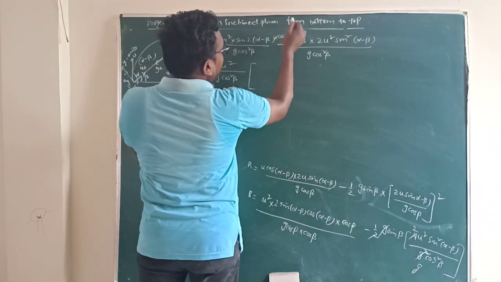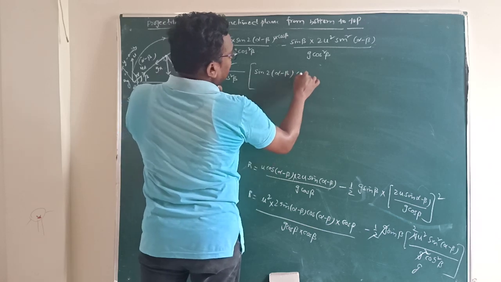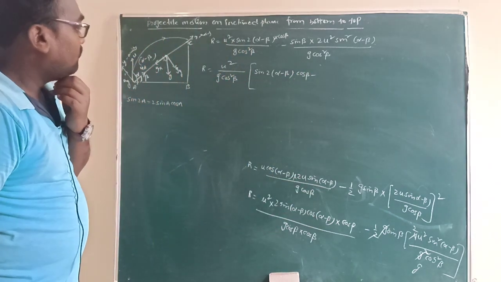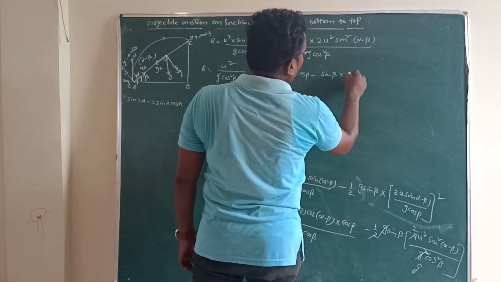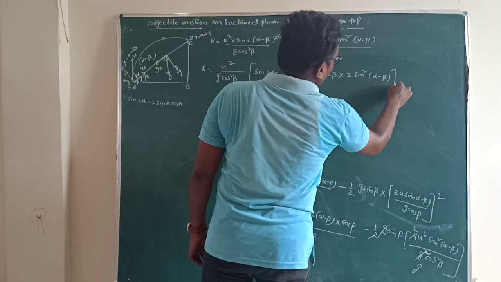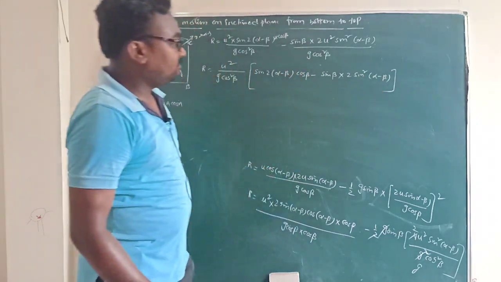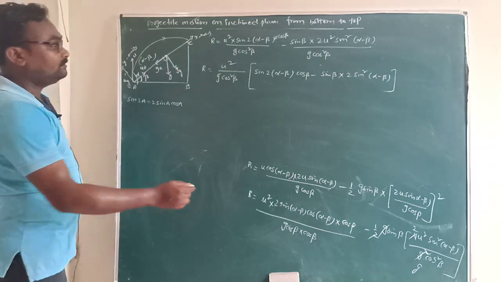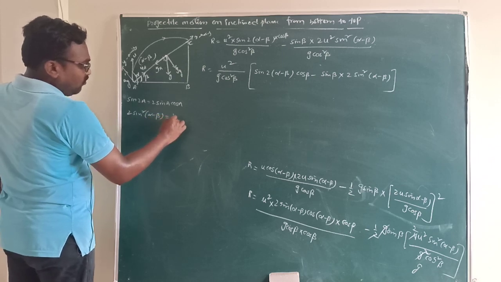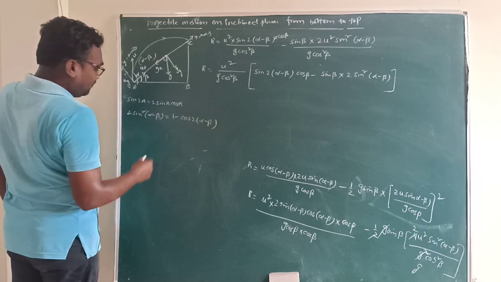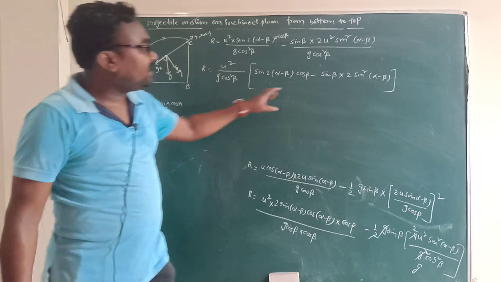Here we have cos beta: sin 2(alpha minus beta) cos beta minus sin beta into 2 sin square(alpha minus beta). 2 sin square(alpha minus beta) is 1 minus cos 2(alpha minus beta), because 2 sin square theta is equal to 1 minus cos 2 theta. That is in the formula, so I am expanding it fully here.